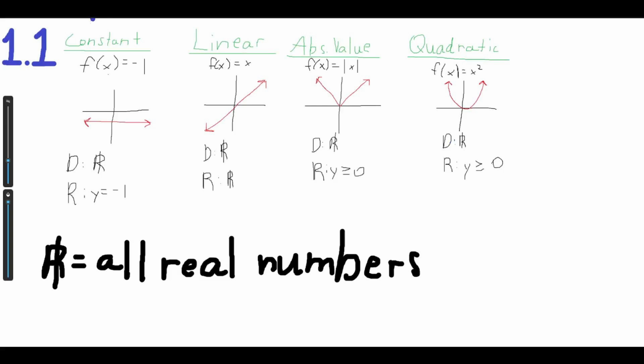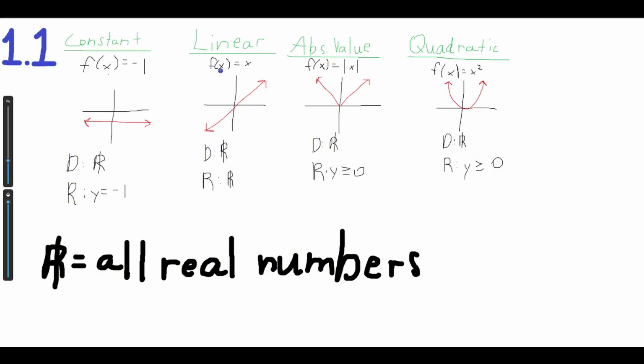Starting off, something you need to know is parent functions. The most common ones are constant, linear, absolute value, and quadratic. Constant functions are really written as f(x) or y equals -1. Shown here, this is what the graph would look like. The domain would be all real numbers, and the range would be y equals -1, which is where the y-intercept is.